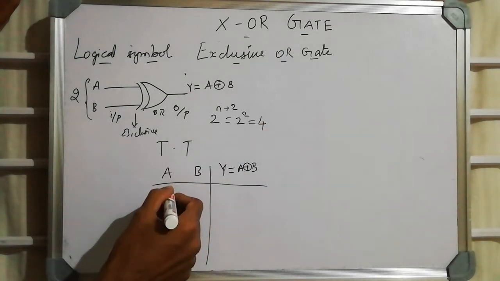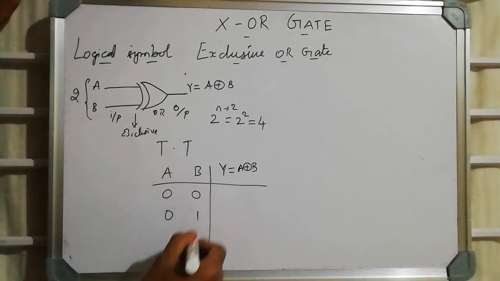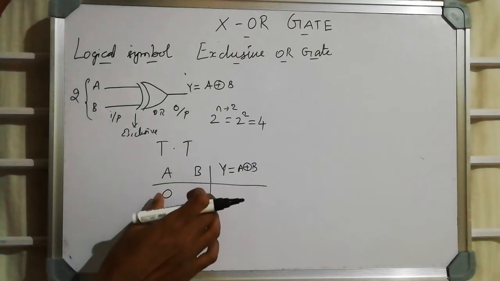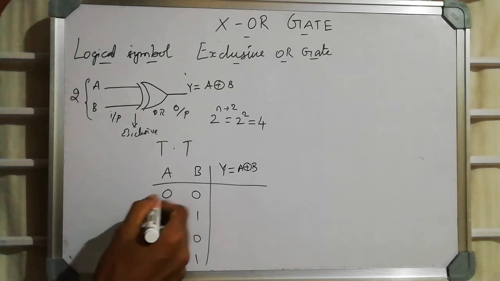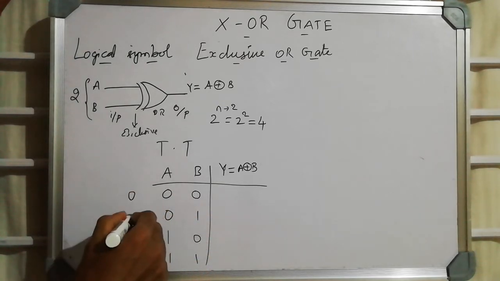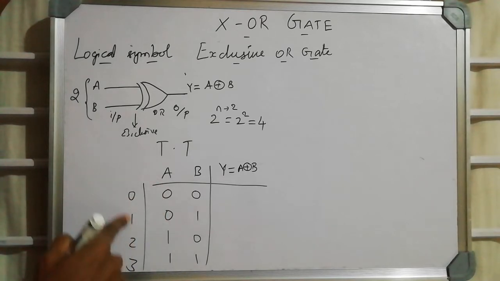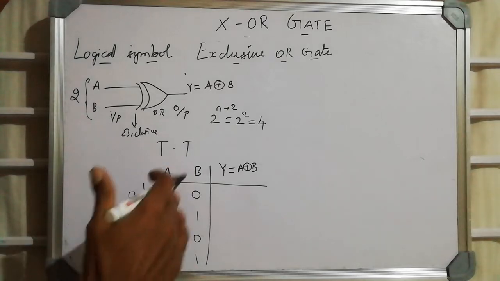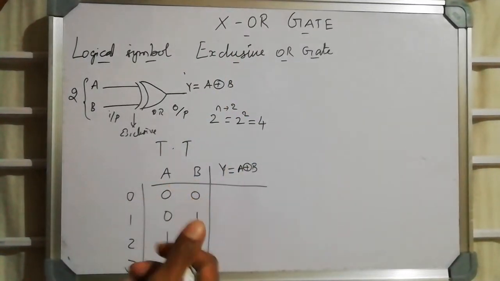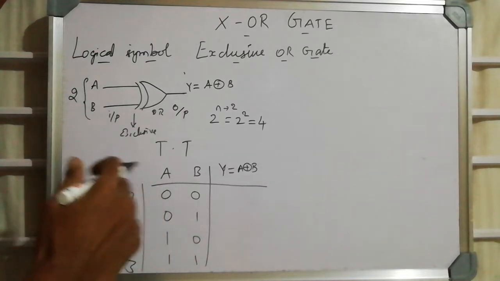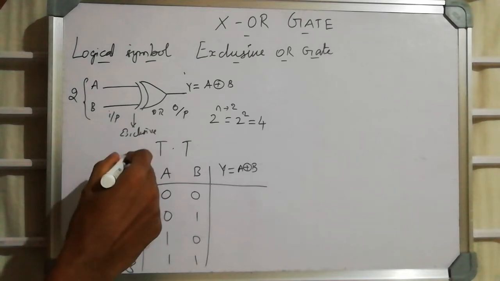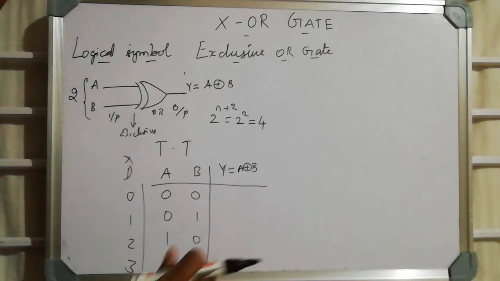The 4 combinations are 0 0, 0 1, 1 0, 1 1. First we write the binary numbers like this. After that the corresponding decimal numbers are 0, 1, 2, 3. These numbers we are not going to include in the truth table. I have given them for verification, because when we go to the 3 input XOR gate, that time it will be very clear. That's why I am writing these inside. This is the decimal number, and it is not allowed in the truth table. I have written it for verification only.